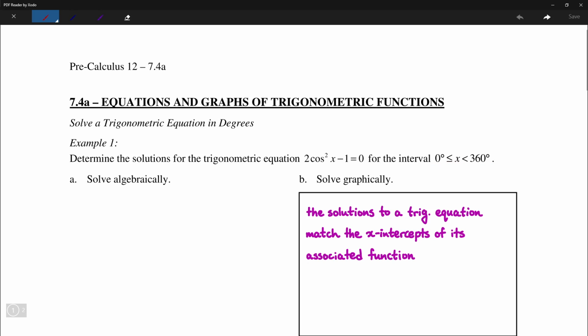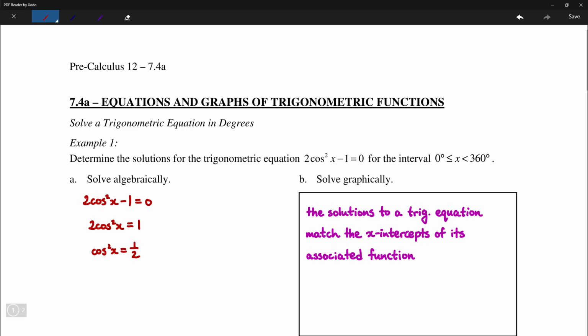Okay, so first we'll solve the question algebraically. We have 2 cosine square x minus 1 is equal to 0. So we can begin by moving 1 to the right-hand side. So we have 2 cosine square x is equal to 1, which of course means that cosine square x is equal to 1/2.